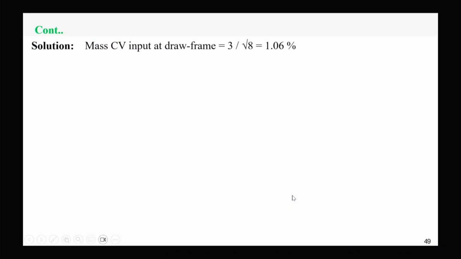So mass CV of input, 8 is the doubling given and 3 is the card sliver CV, 3%. So it is 1.06%. This is the input of the 8 sliver.